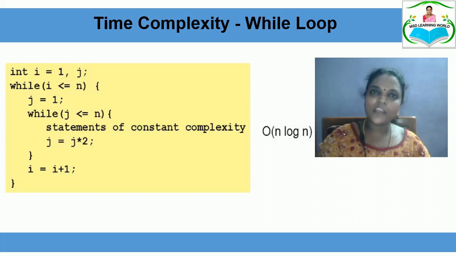Then when the j condition is checked against the n value, it is clear that the value of j is doubled each time. So the entire inner while loop gets executed only half of the n number of times. So it is n by 2.